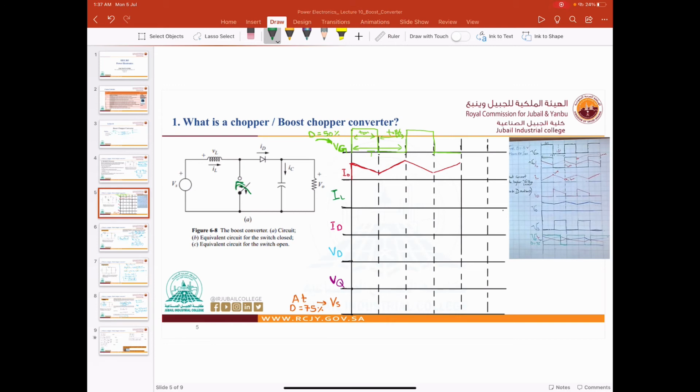so we said the IL will rotate here, right? So it will be in this direction. Now, that means it is charging, right? So when the switch is closed, that means it is charging. When the switch is open, of course it will discharge, right? Charge, discharge.